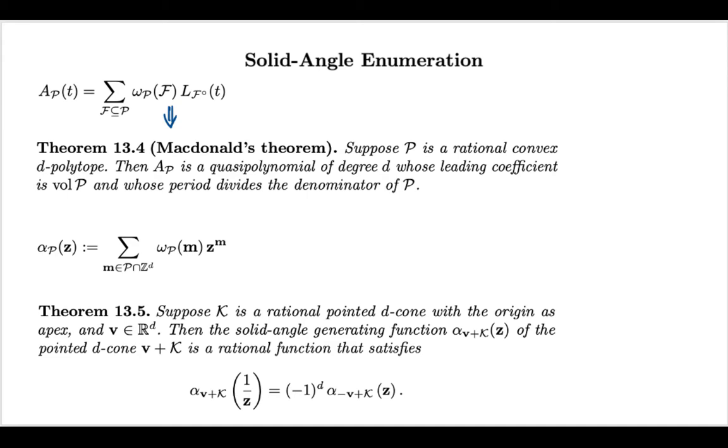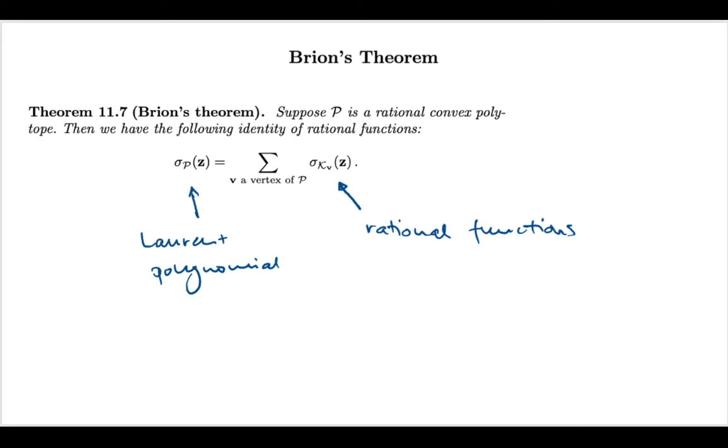This is the solid angle analog of Stanley reciprocity, and it tells you what happens when we plug in 1 over z into the rational function representing alpha. The first thing I want to do today is prove an analog of Brion's theorem. I'm reminding you here of its statement.